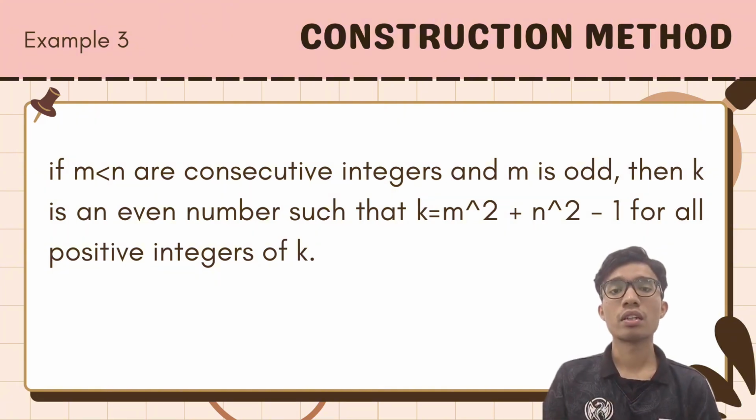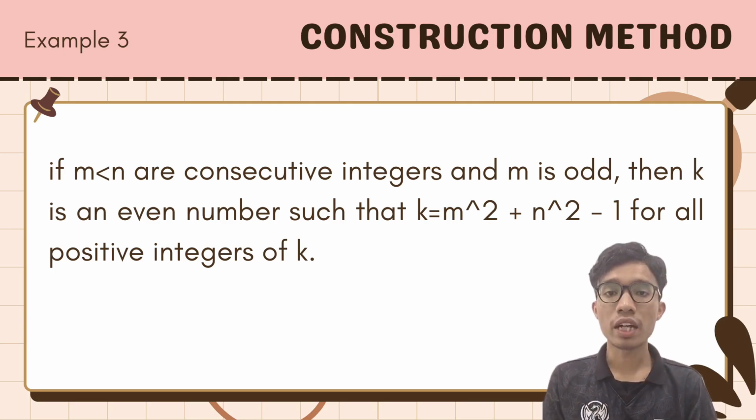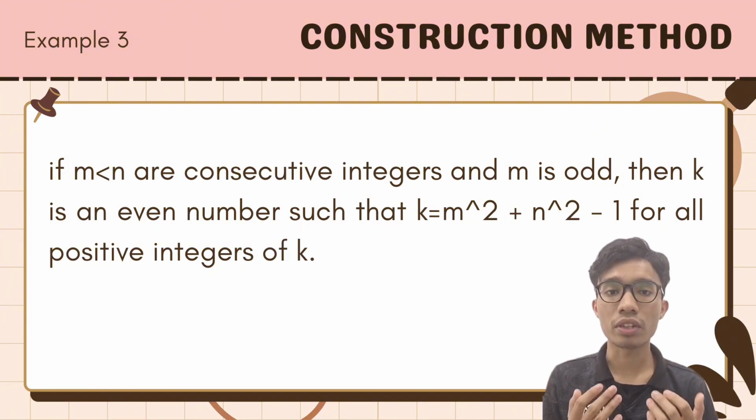Thank you, Ifa. Now, let's move to the example of the construction method. Let's take a look at the proposition. If m less than n are consecutive integers and m is odd, then k is an even number such that k equals m squared plus n squared minus 1, for all positive integers k.